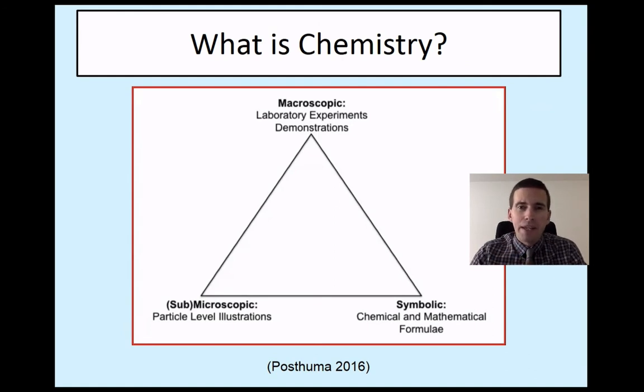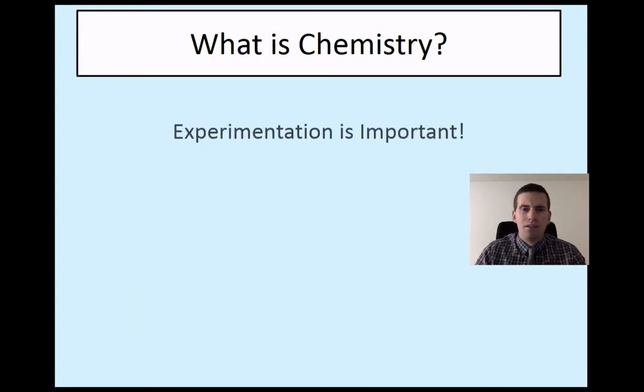But an important point underlying all three corners of this triangle is that it's all based on experimentation. Obviously the macroscopic is the actual doing the experiments, but without these experiments we cannot develop theories at the microscopic level, and the symbolic part of the triangle is normally based on experimental evidence. So experimentation is very important.